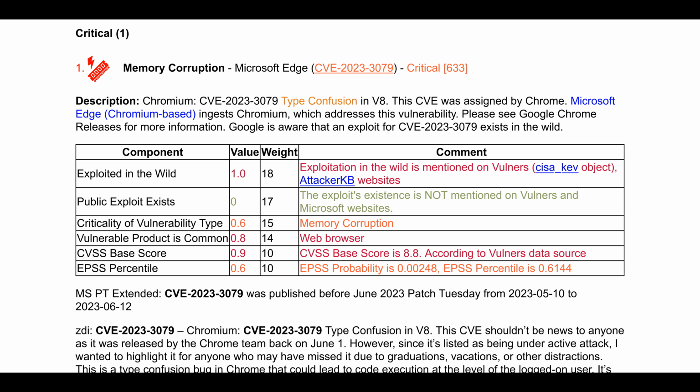Memory corruption in Microsoft Edge, CVE-2023-3079. Exploitation in the wild is mentioned on Vulners, CISA KEV, and attacker KB websites. This is a type confusion bug in Chrome that could lead to code execution at the level of the logged on user. It's also the second type confusion bug in Chrome actively exploited this year. Definitely make sure your Chromium-based browsers, including Edge, are up to date.